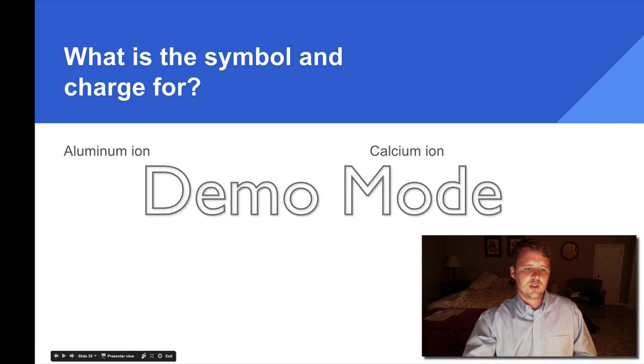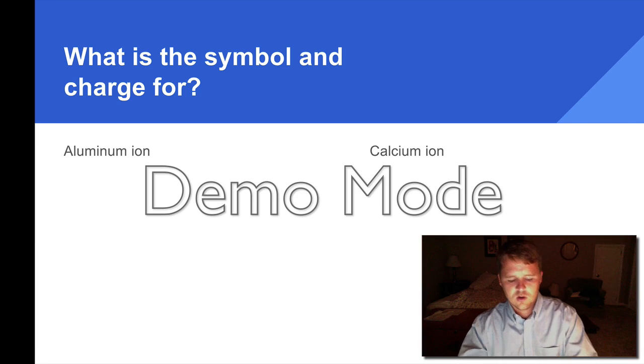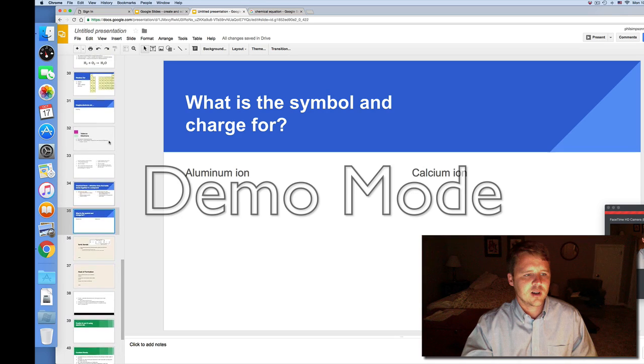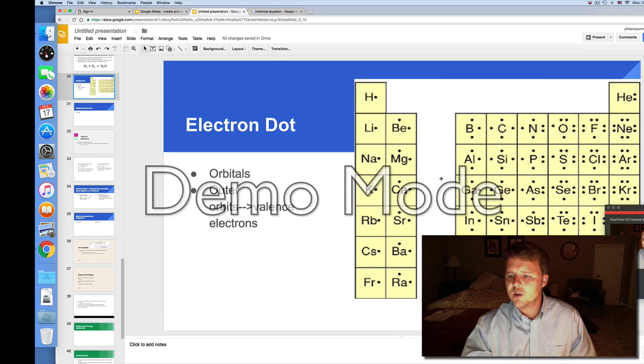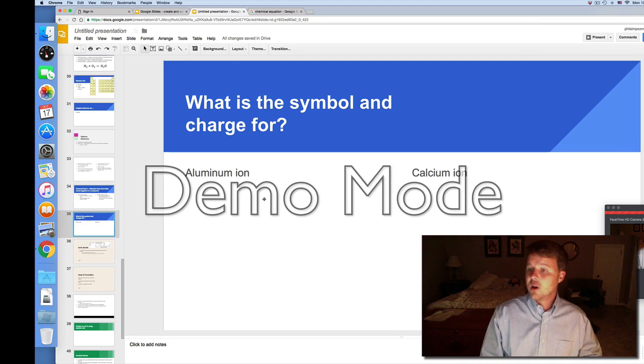So, let's go over the basic symbol and charge for these two. Aluminum. Well, let's see what it is on the table I got back here. Aluminum, 3 electrons. Let's just say it forms an ion by losing those 3 electrons. What is its charge going to be for this isotope? Oh wait, it's not an isotope, it's an ion. Its charge will be 3+.